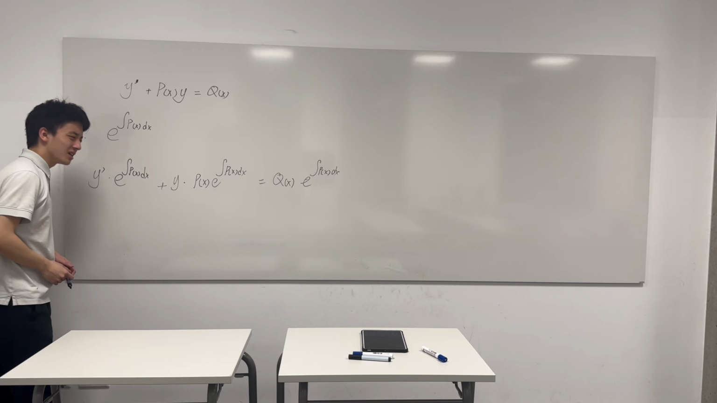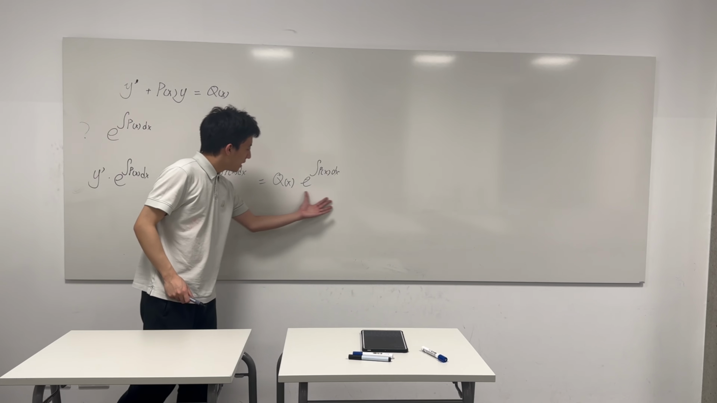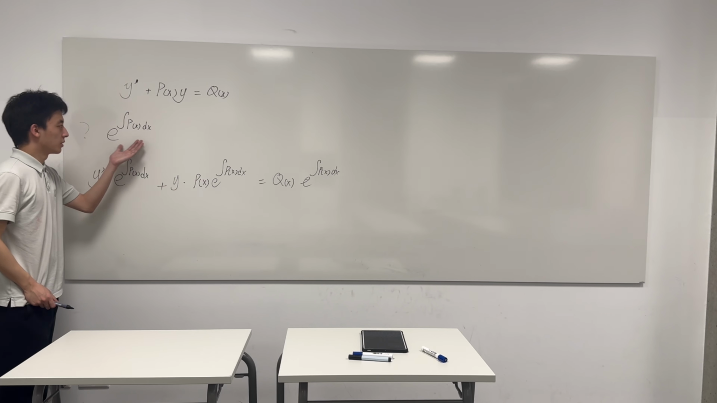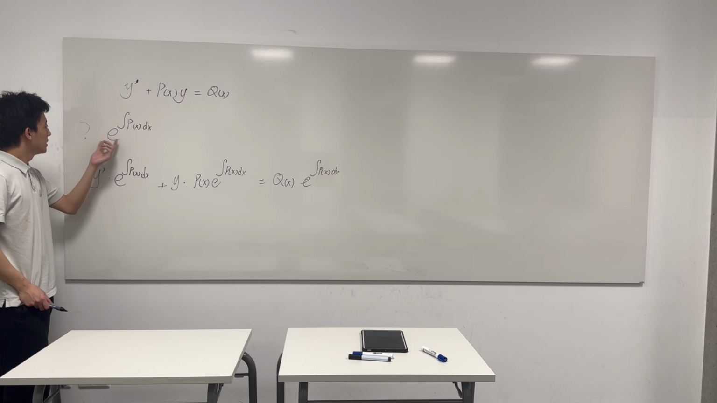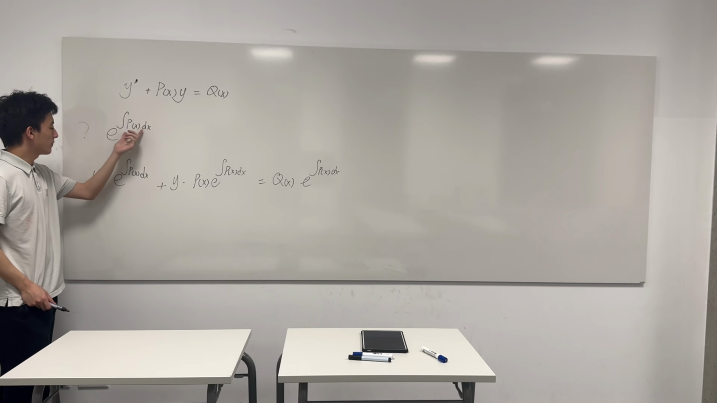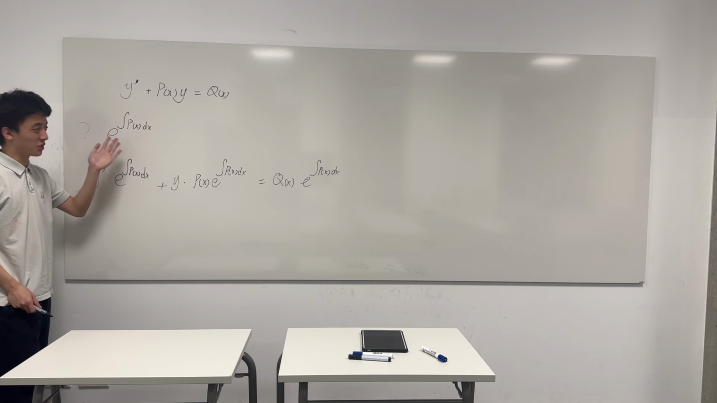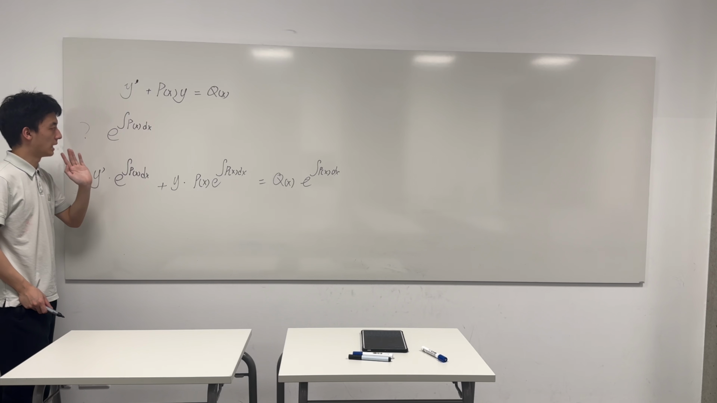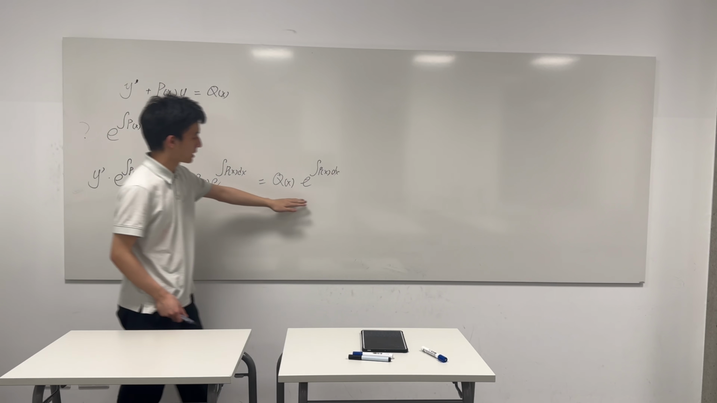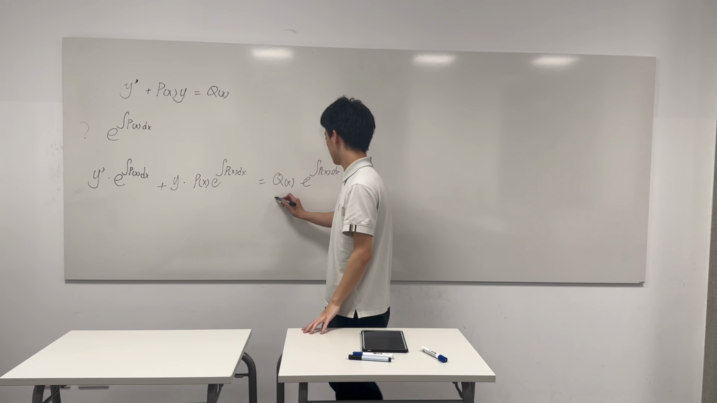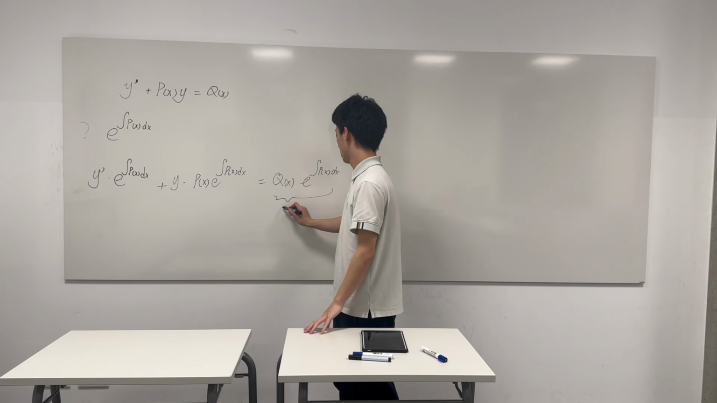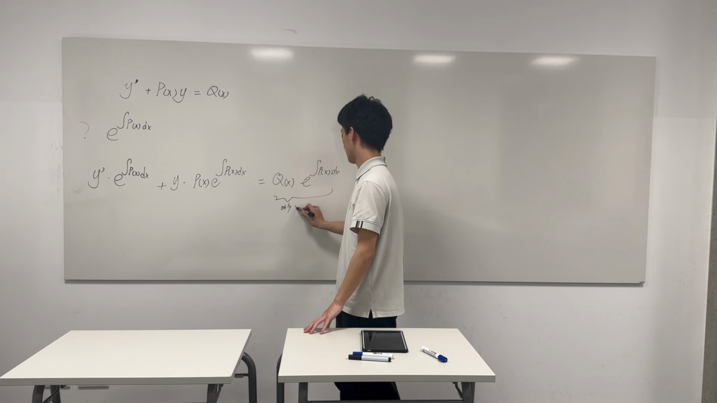The thing is, it doesn't matter what is px. E to the power of indefinite integral of px dx at the end is still a function about x. So the right side is still something only related to x.